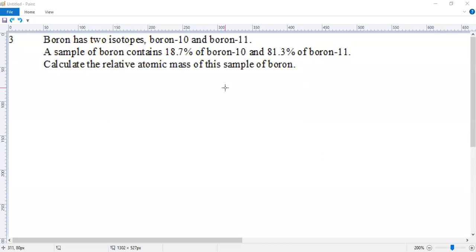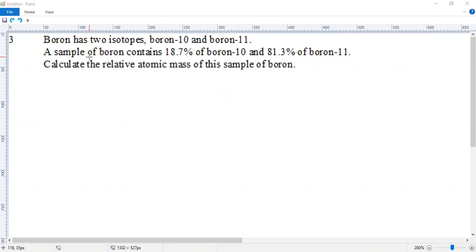Children, I'm going to explain to you in this video how to calculate the relative atomic mass of an element, taking boron as an example. When you want to find the relative atomic mass of an element sample, you know elements contain different isotopes.